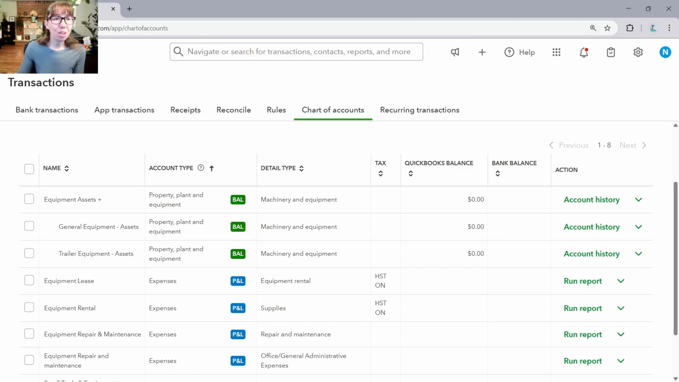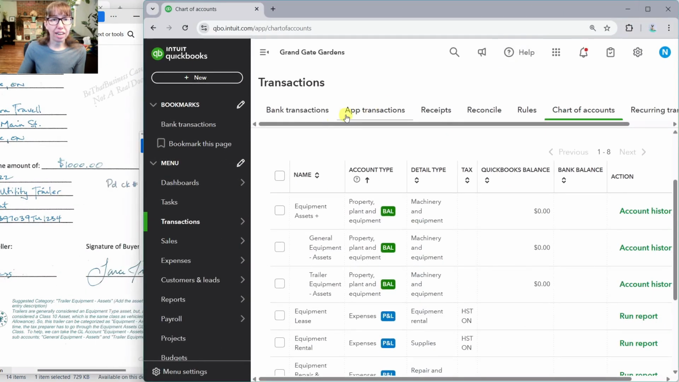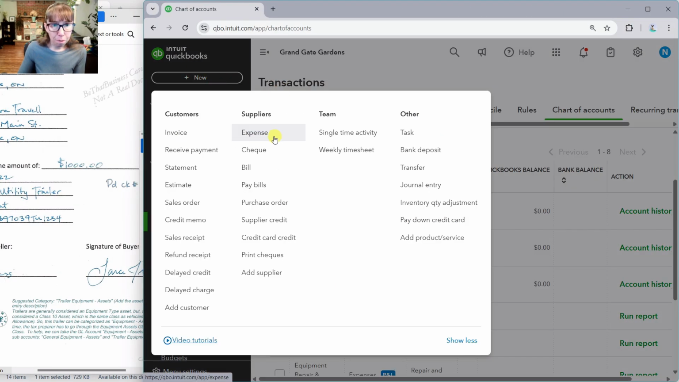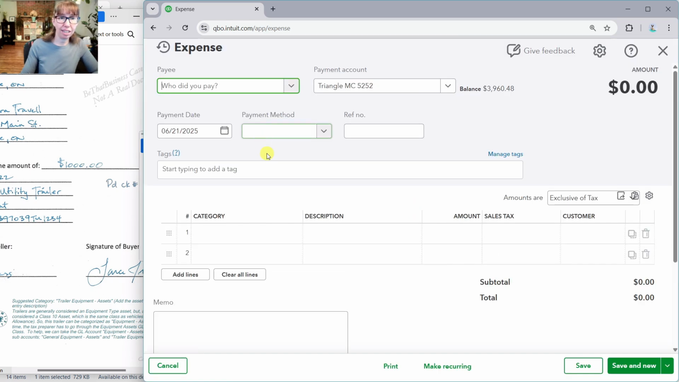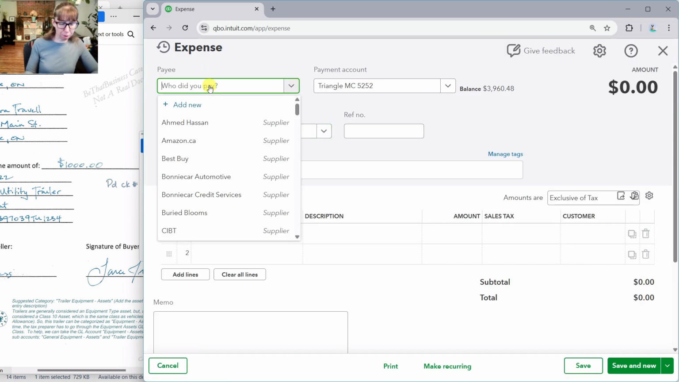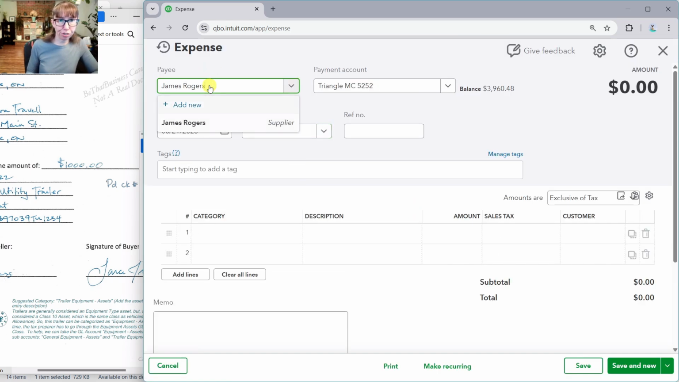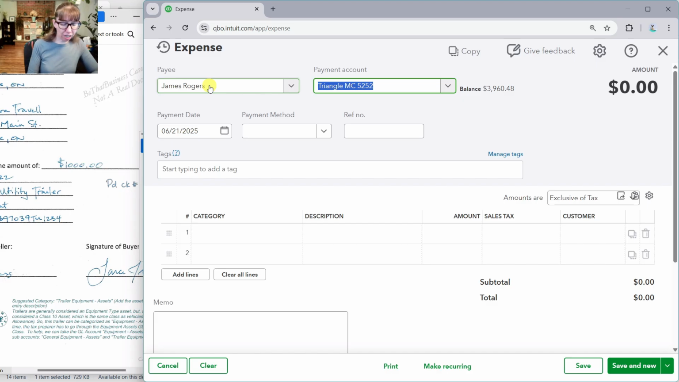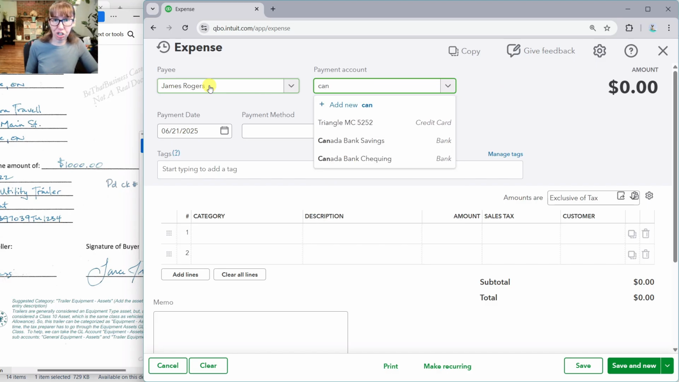Excellent. So let's go back to that expense screen, new expense. And who did we pay? We paid James Rogers. We didn't pay out of the triangle, we paid out of the Canada Bank checking.